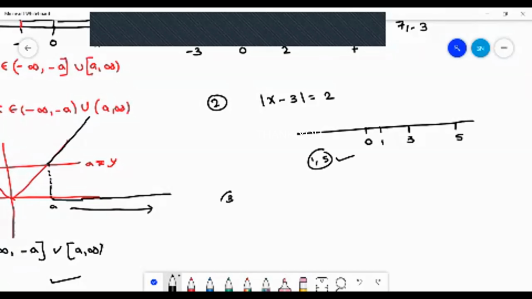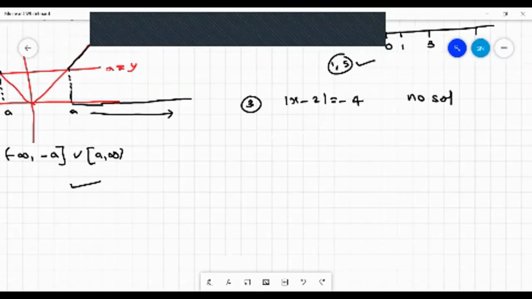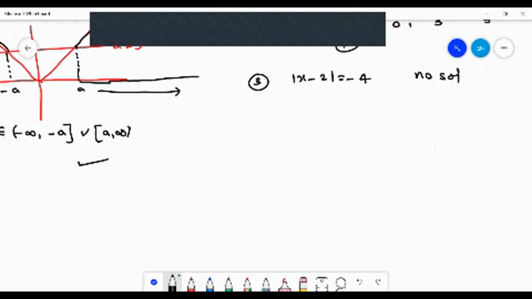So the third point is modulus of x minus 2 is equal to minus 4. What you can say, the distance is equal to minus 4. So this is not valid, so no solution. Right. The next, another interesting point is modulus of x minus 2 is equal to 3 times modulus of x minus 6.